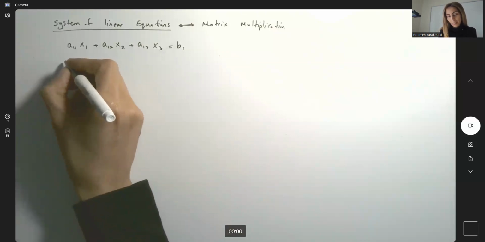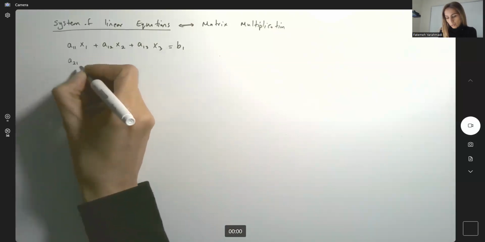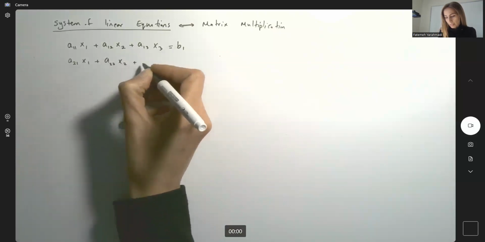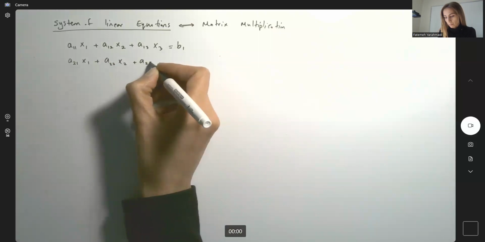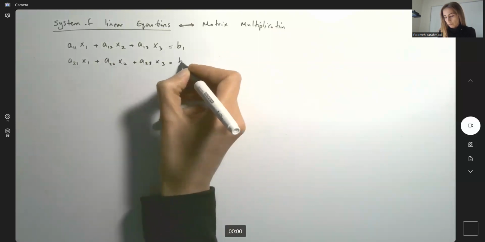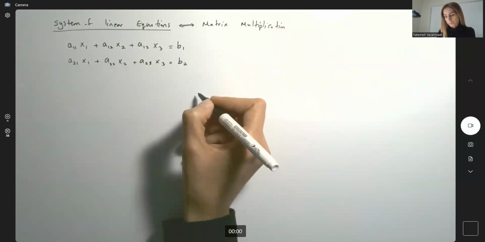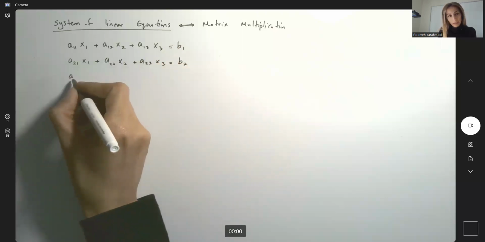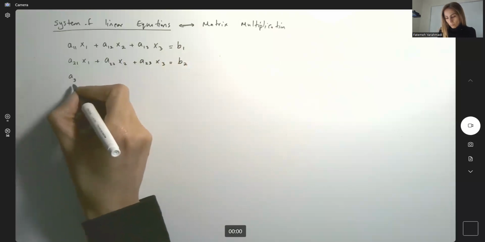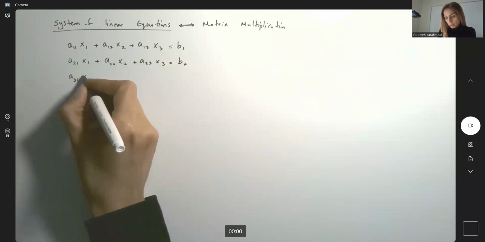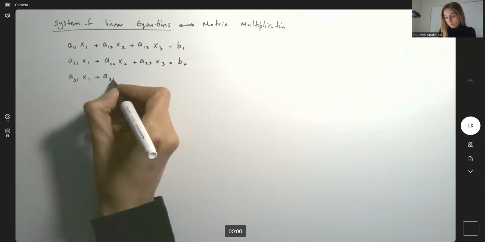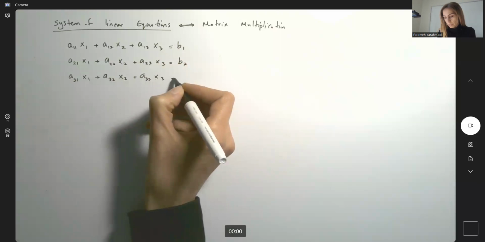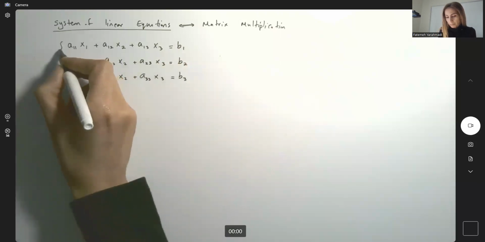Then let's move on to the second plane. A sub 2,1, x1, plus a sub 2,2, x2, plus a sub 2,3, x sub 3 equals b sub 2, another plane for you. And here you have the very last equation, a sub 3,1, x1 plus a sub 3,2, x2 plus a sub 3,3, x sub 3 equals b sub 3.